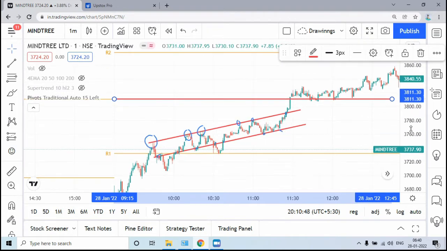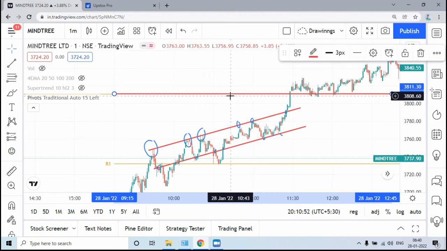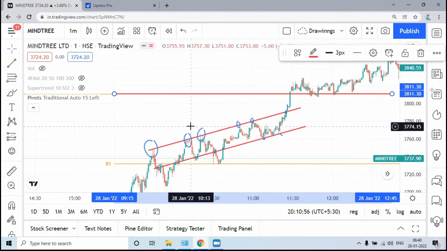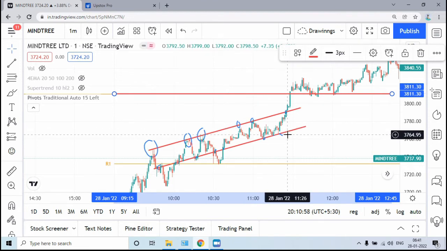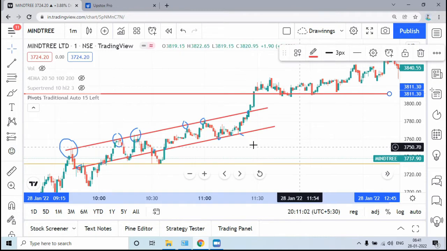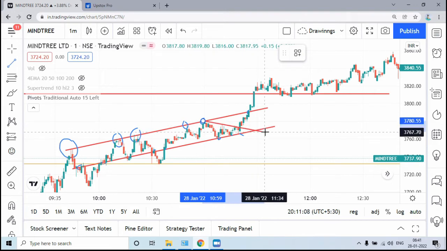And we can see the trend line is also mentioned here. And I want to take the trade again. For that, we can see one more trend line here. There is a slight downtrend.